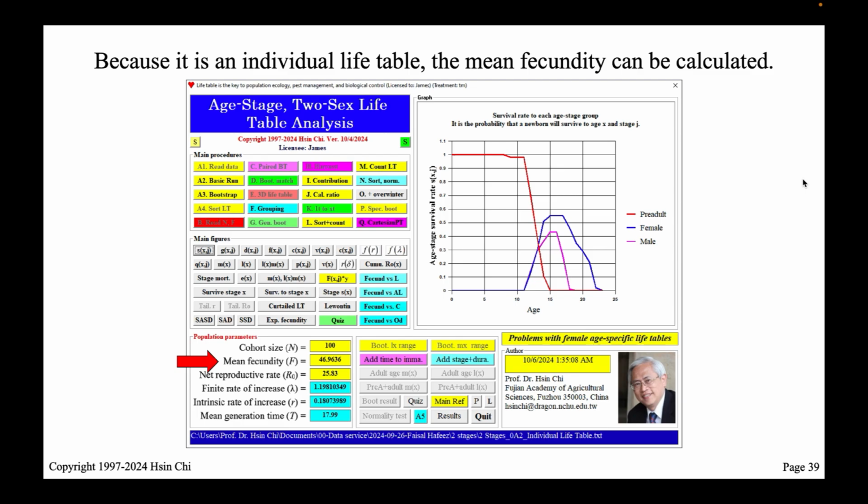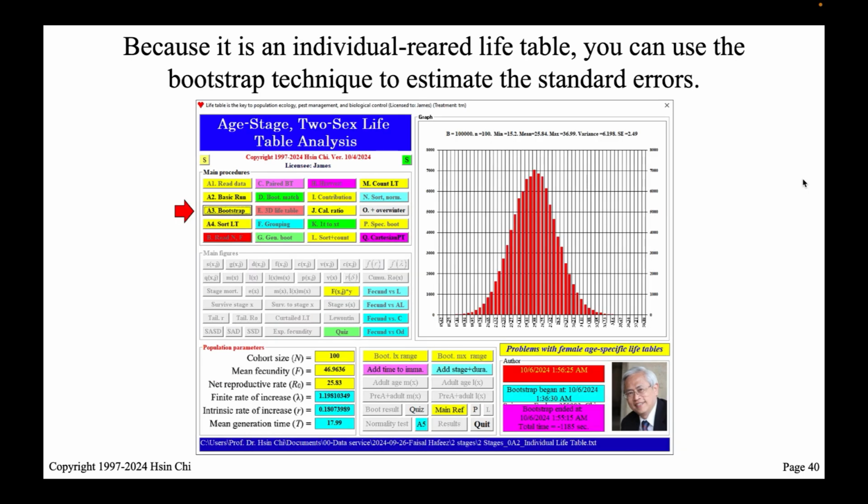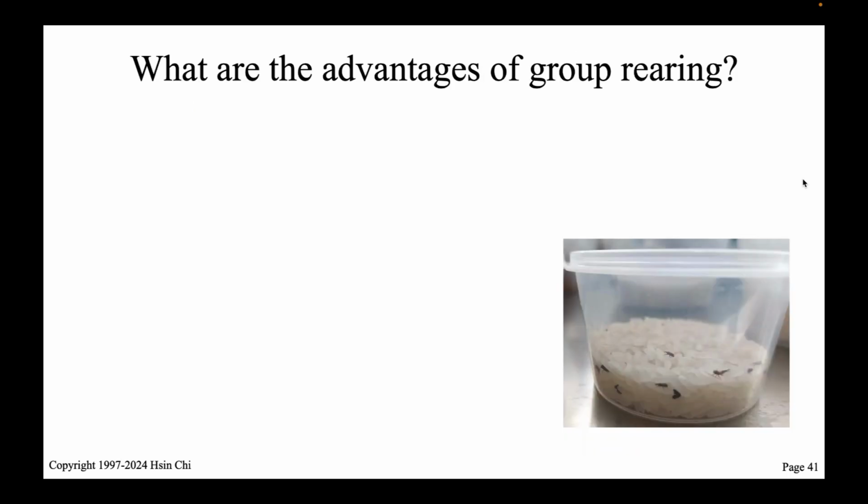Once you have completed step A2, you will see the survival rate curves. Because it's an individual life table, the mean fecundity can be calculated. Because it's an individual reared life table, you can use the bootstrap technique to estimate the standard errors.